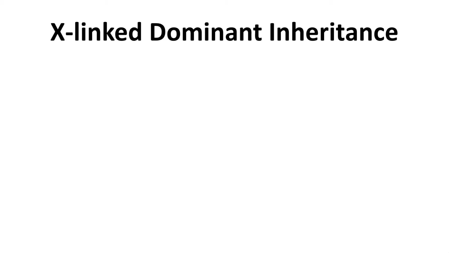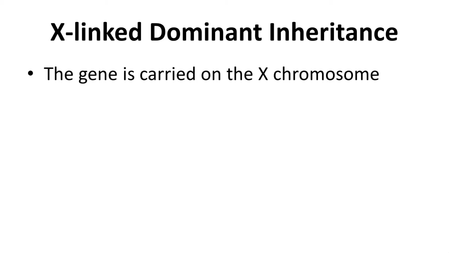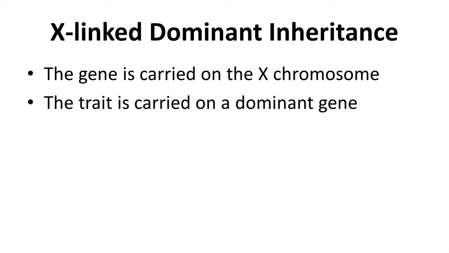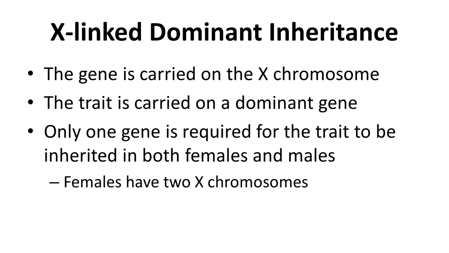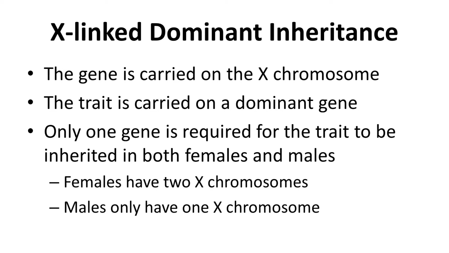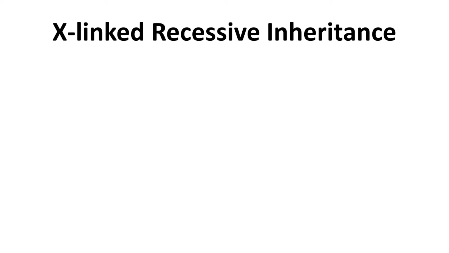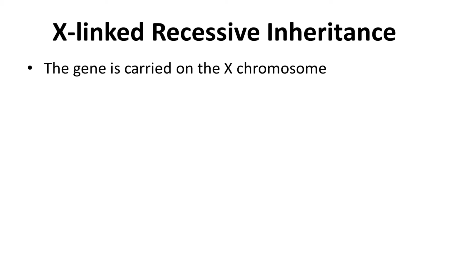Next is X-linked dominant inheritance. In this case, the gene is carried on the X chromosome, and the trait is carried on a dominant gene. For this reason, only one gene is required for the trait to be inherited in both females and males. It's important to note here that females have 2 X chromosomes, whereas males only have 1, as this will be important later. This brings us to X-linked recessive inheritance.